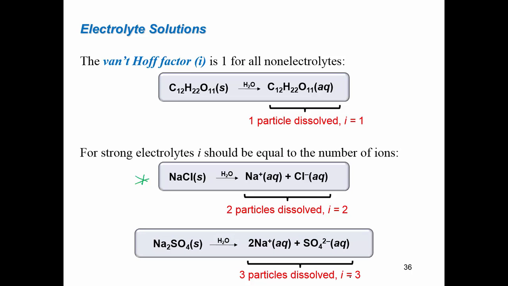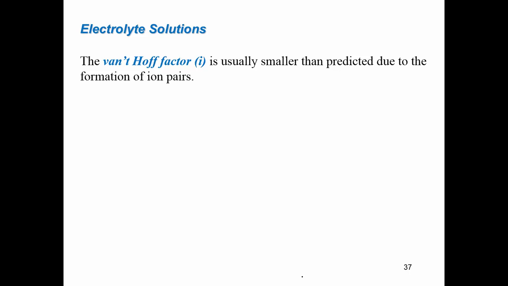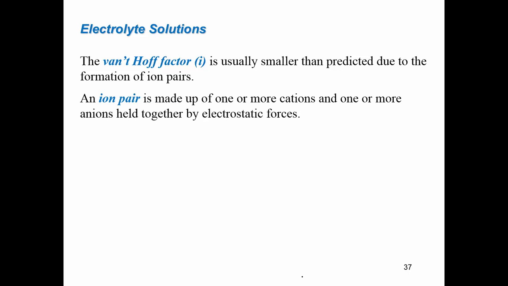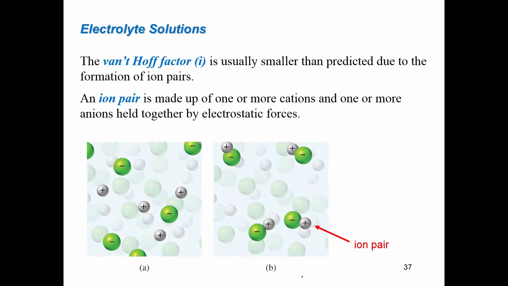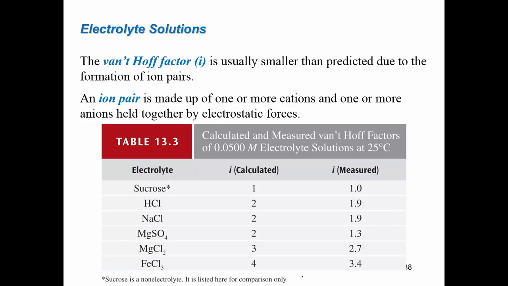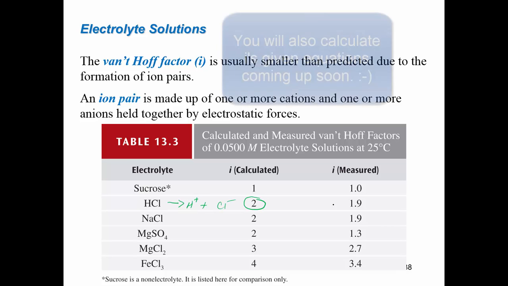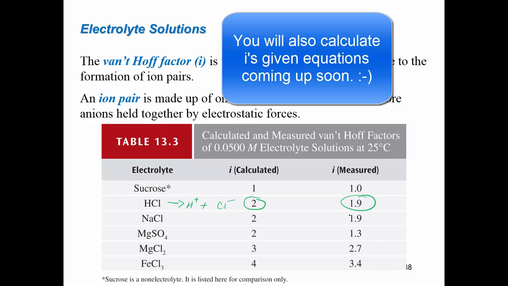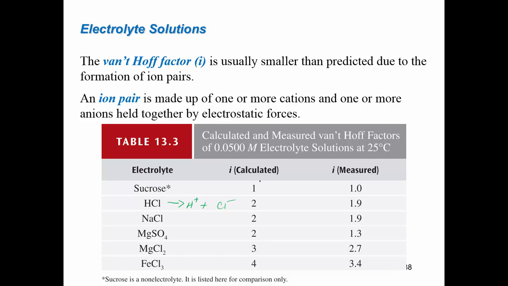i is 3. Now it's usually smaller than predicted because of the formation of ion pairs. Now an ion pair is made up of 1 or more cations and 1 or more anions that will be held together by electrostatic forces. So notice, although hydrochloric acid, HCl, has a calculated i value of 2 because it breaks up as hydrogen and a chloride, it's actually measured at 1.9. So the i's that are measured will either be given to you or you will have a table of some sort. You are not expected to memorize those.